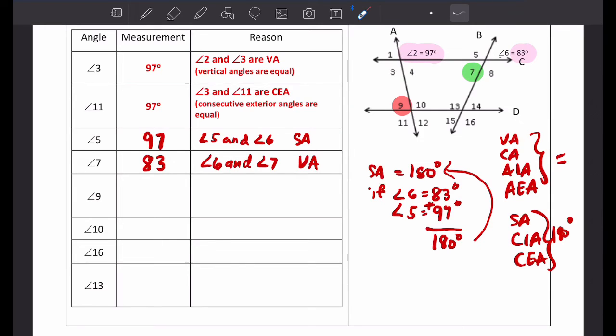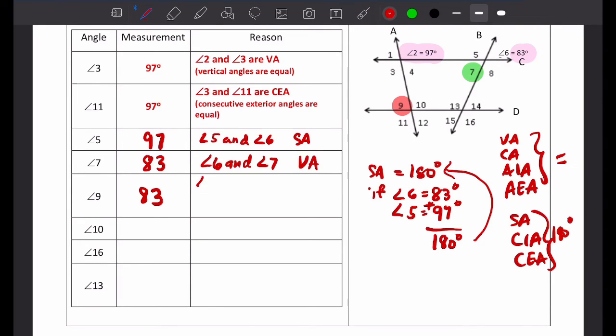One way I can say that angle 10 is a corresponding angle to angle 2. So that means angle 10 is equal to 97 because they are corresponding angles. And then this one now is a supplementary angle. And we know supplementary angles total 180. Okay? So that means I can say that angle 9 is equal to 83.